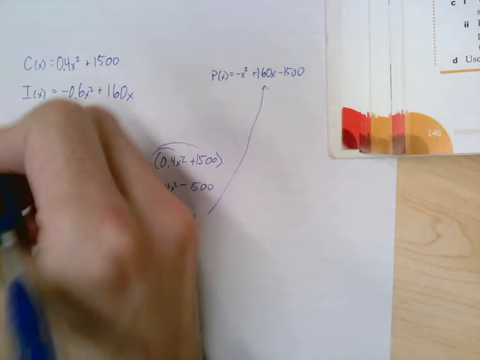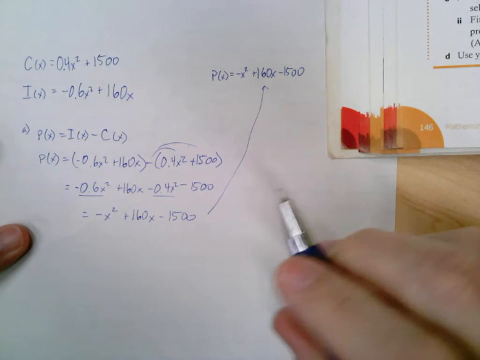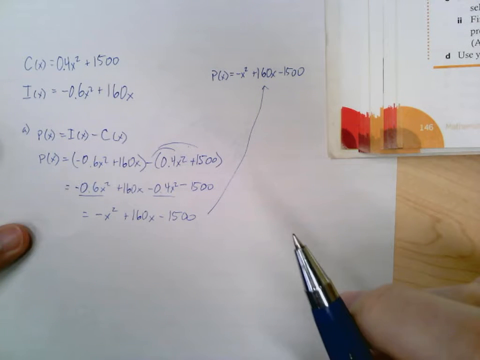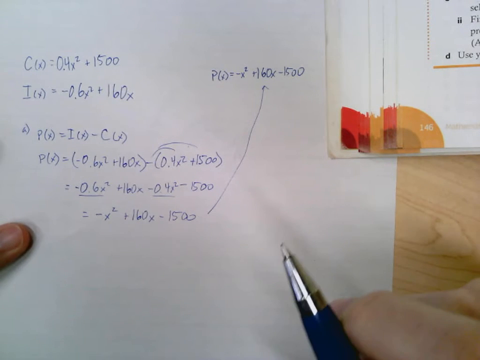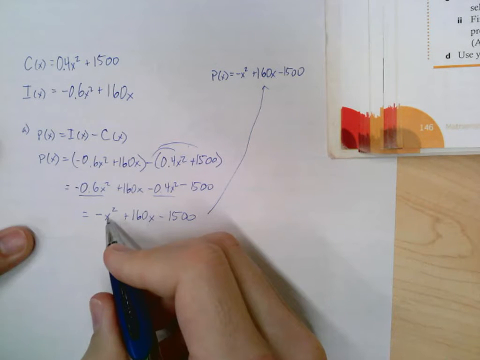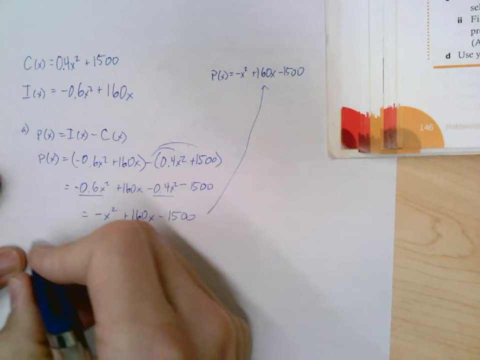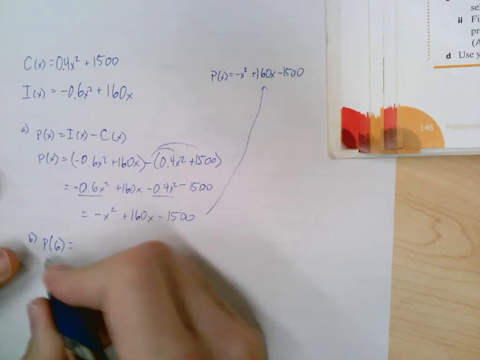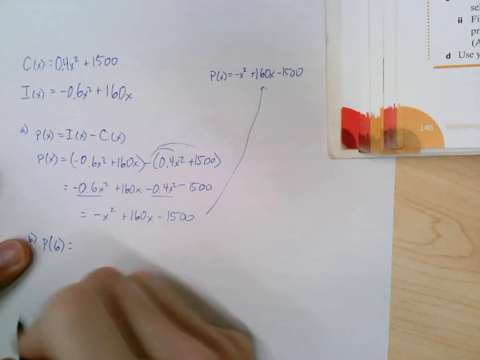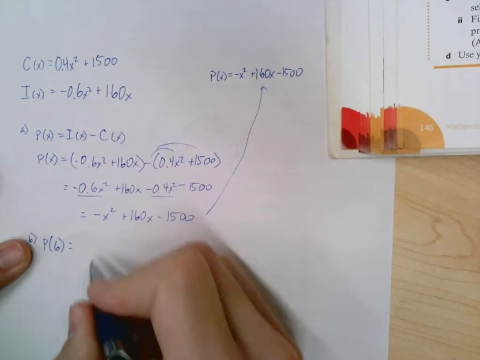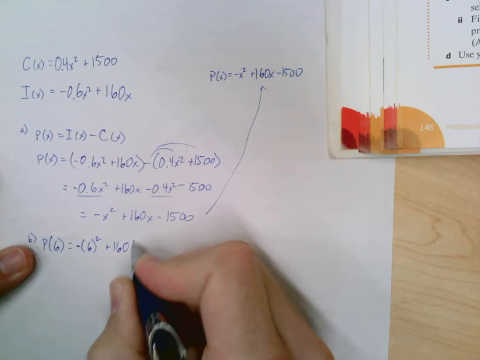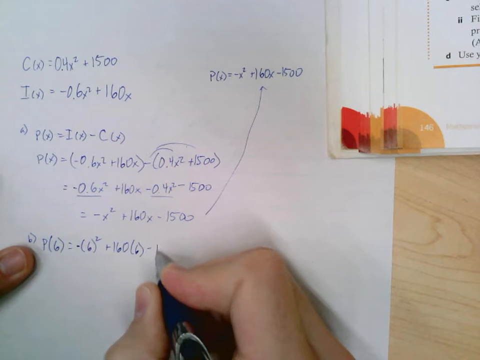All right, let's move along to part B. Part B said, what profit does the company make on producing and selling 6 books? Well, I think that you're going to lose some money. Part B says, what is the profit for 6 books? Remember, x represents the number of books. So remember, we're using our nice function notation. And so P of 6 equals negative 6 squared plus 160 times 6 minus 1500.